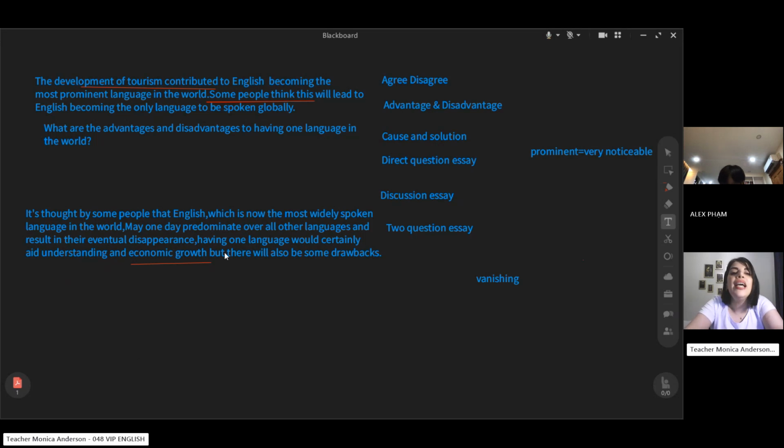Okay, now it's time to write our main bodies. But here we have two main bodies. As I told you, they should be separated, like one advantage, one disadvantage. I need to separate my ideas. What are the disadvantages, and after that, I need to give some supporting ideas to support my topic sentence or my idea. Okay.